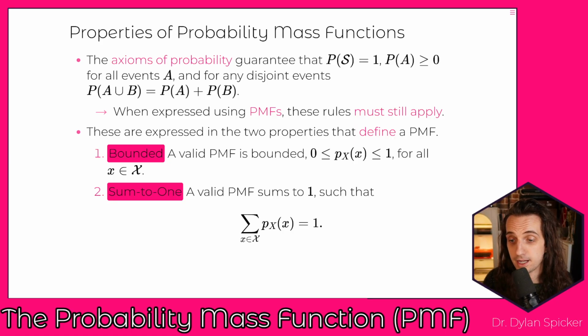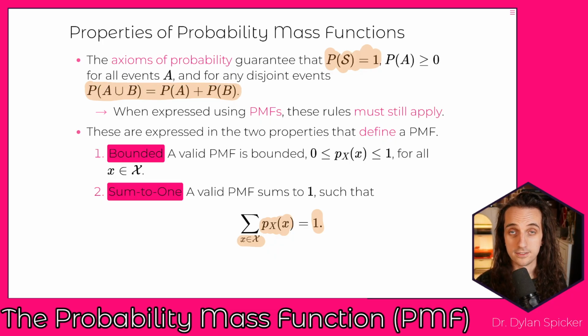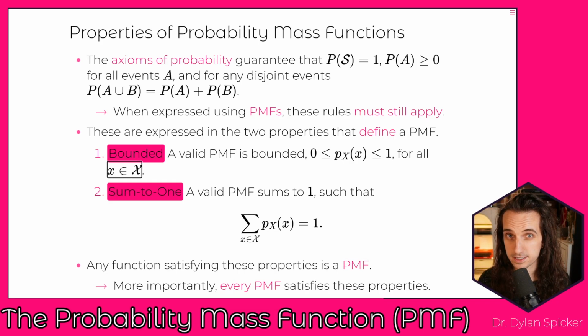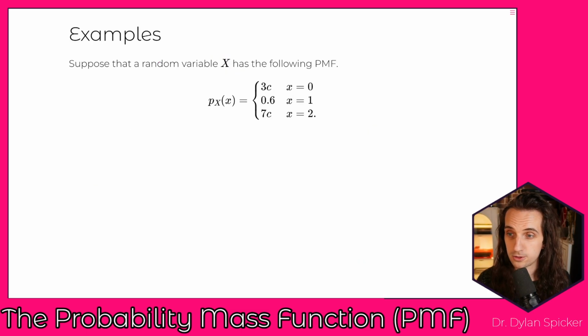The other thing is that the PMFs have to sum to 1. So a valid PMF sums to 1 such that if you take the sum over all of the possible values of x, so these are all of our values that x can take on, and add up the probability mass, that has to give us a 1. Really what that's capturing is the unitary property, but it's also implicitly encoding the additivity, because we can add up these different values for our probability mass function. If we have these two properties, then it's a valid probability mass function, and all valid probability mass functions satisfy these properties. So if we want to know whether something is a probability mass function, we have to make sure that it satisfies those properties.